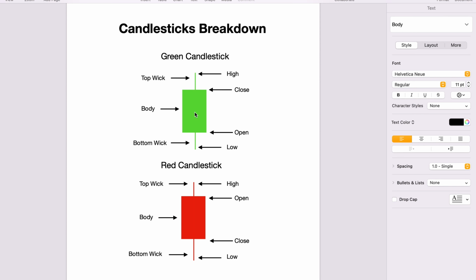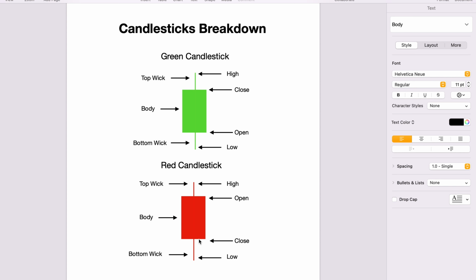And on the flip side, on a red candlestick, since a red candlestick means the price is going down, it'll be the opposite. So the top of the body will be what the price opened at, and the bottom will be what the price closed at. So wicks always mean the same thing no matter what color the candle is. The top wick will always mark the high of day, or high of whatever time frame you're in, and the bottom wick will always mark the low of that time frame.